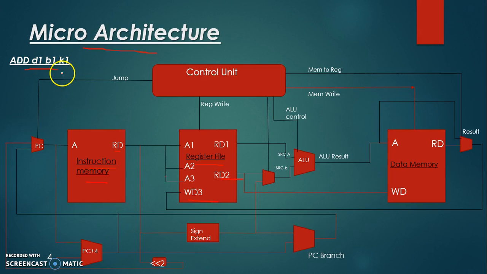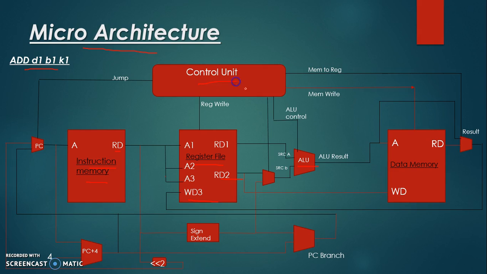Let's try to understand the same example at the microarchitecture level. So consider the PC is given and the corresponding instruction is fetched and then given to the decoder. In the decoder we find out that it is an add instruction with 3 register operands. So the decoded instruction is given to the register file, where we get the values of registers B1 and K1, which is then given to the ALU.